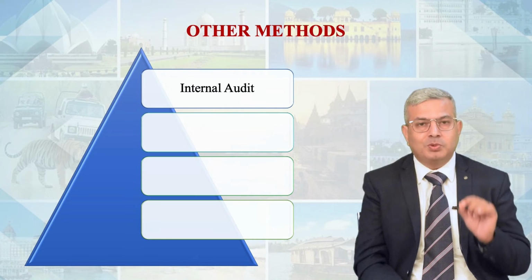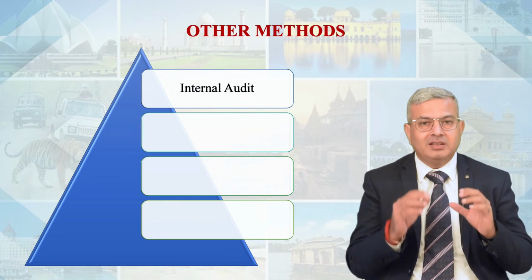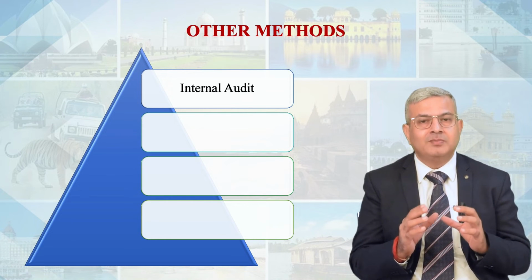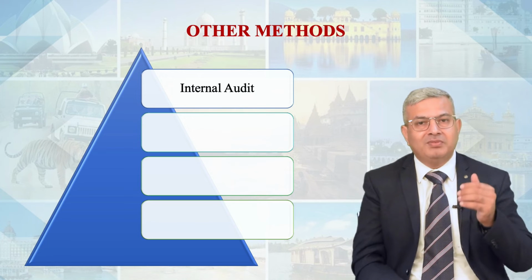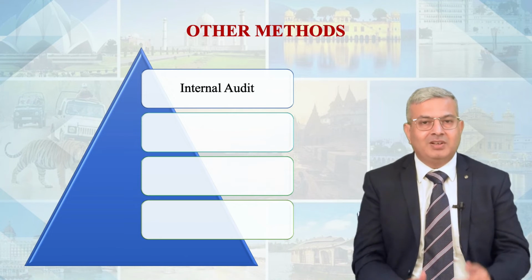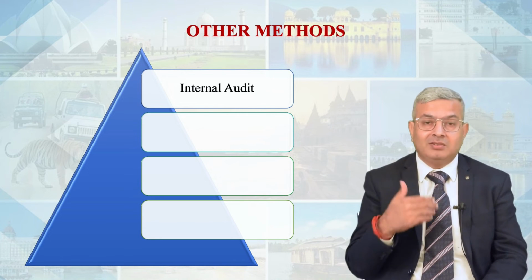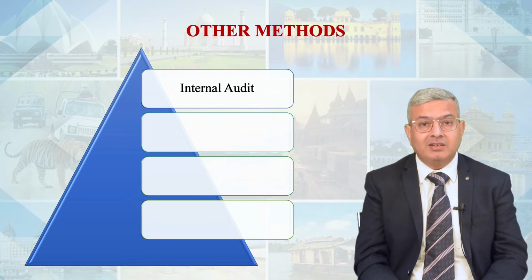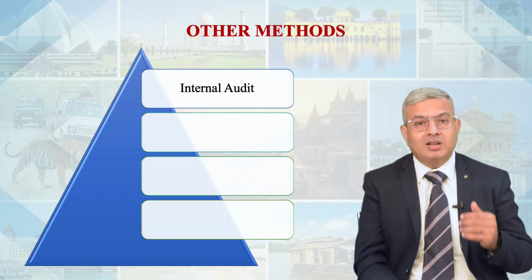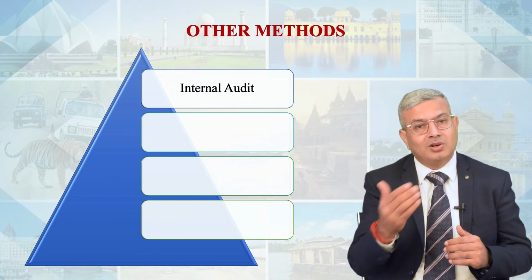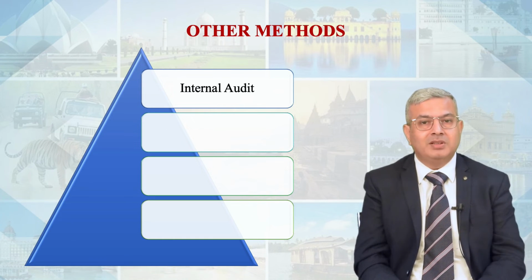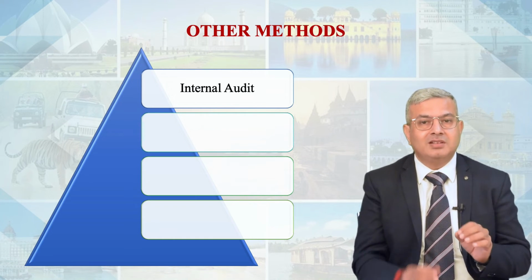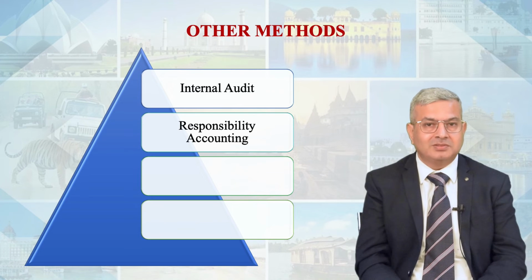They are responsible to ensure that the health of the organization is on track. Internal audit is always a preventive mechanism, whereas external audit can result in more corrective actions. So internal audit is done before the external audit takes place. The second popular method is what we call the responsibility accounting system.